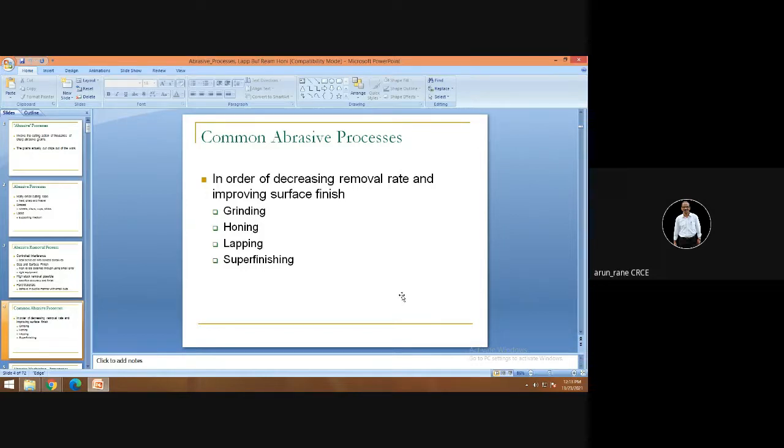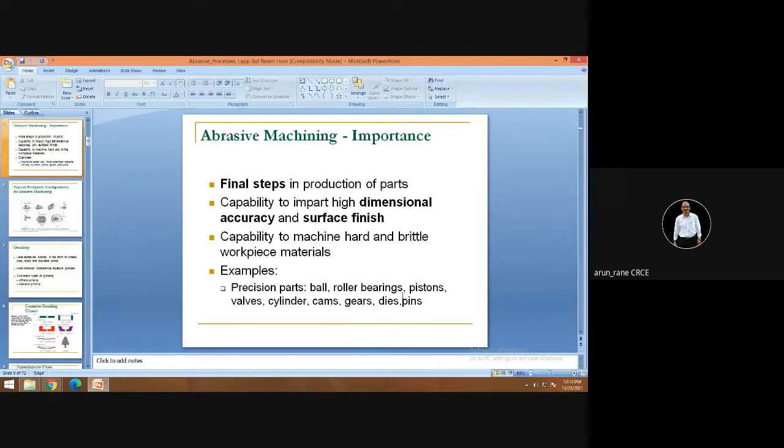Generally grinding is used for external as well as internal grinding. Honing is used only for internal hole finishing. Lapping is used for external as well as internal finishing, and then you have super finishing, which is used for internal as well as external surfaces.